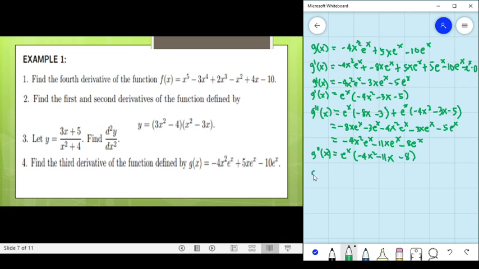8. Okay, lastly, to find the third derivative of g of x, we copy e to the x, then get the derivative of the quantity. We have negative 8x, then the derivative of this is negative 11, plus the derivative of e to the x is e to the x, then copy negative 4x squared minus 11x minus 8. Then distributing, we have negative 8x e to the x minus 11 e to the x minus 4x squared e to the x, and this is negative 11 e to the x.